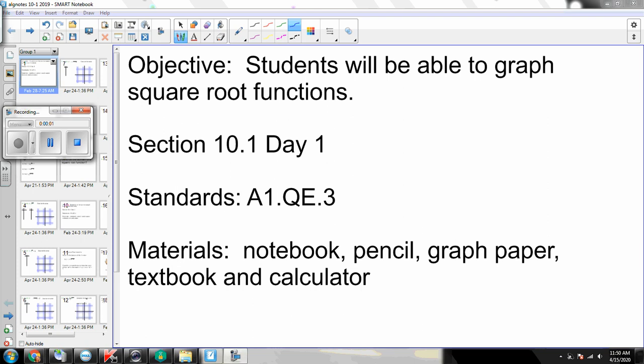Today our objective is to be able to graph square root functions. We're also going to describe the domain and range of these functions. This is Chapter 10, Section 1, Day 1.